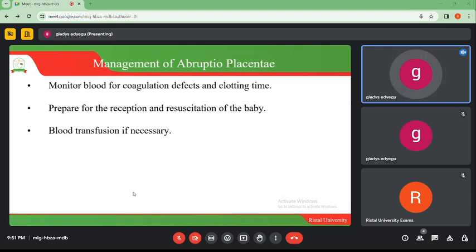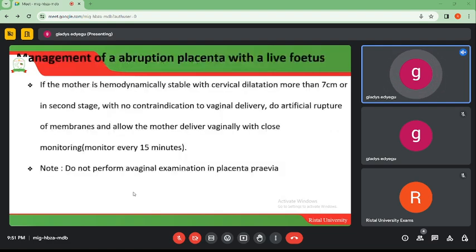Then prepare for reception and resuscitation of the baby. These babies always come with birth asphyxia, and we really need to manage these babies because they are distressed. So when they are delivered, they are asphyxiated and they need vigorous resuscitation, which is skilled, so that we can be able to save them. And blood transfusion, if necessary, is key to saving both the baby and the mother.